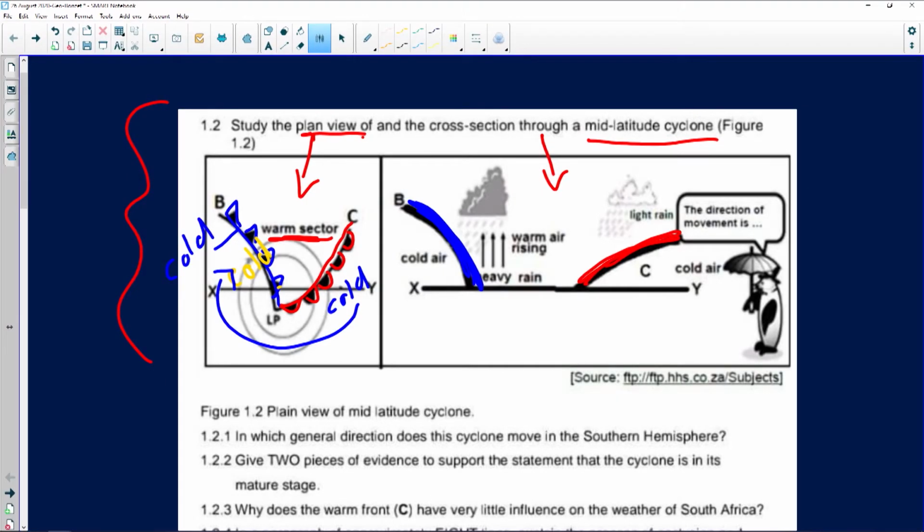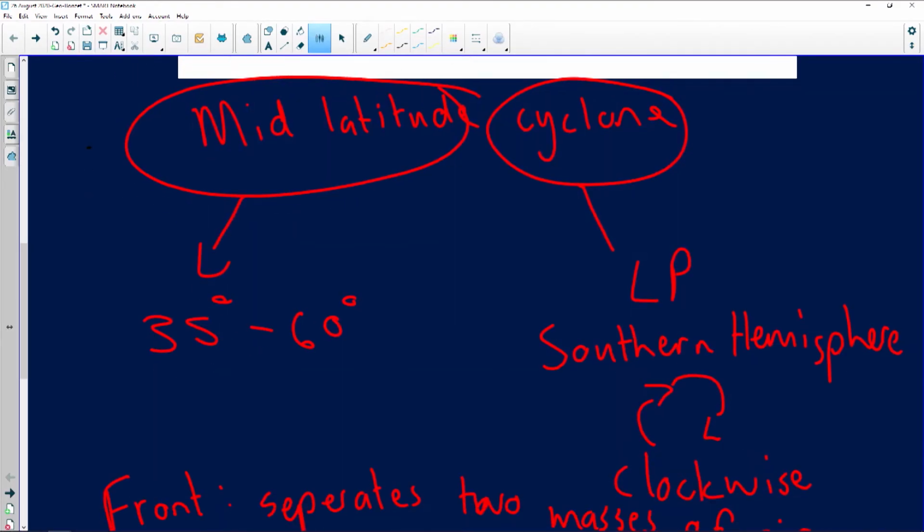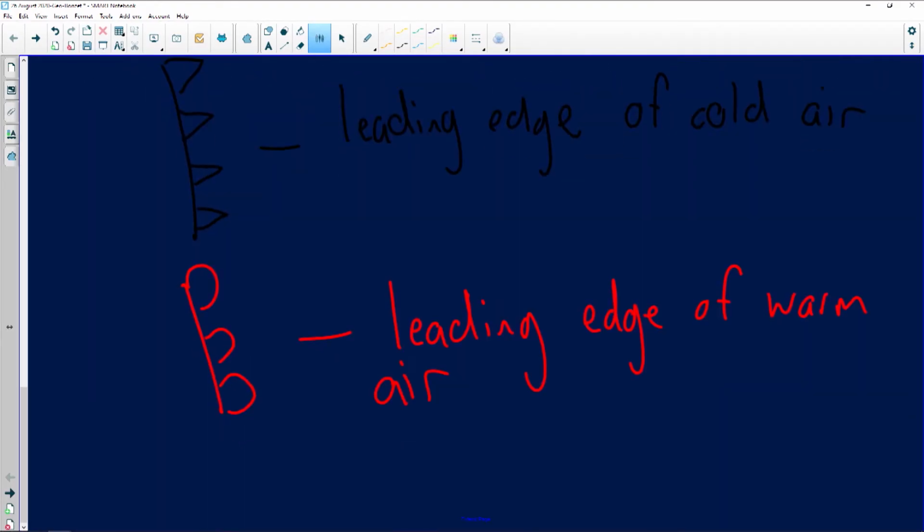Now I always tell my learners what basically happened over here. The cold front, it's like cowboys and crooks, like cops and robbers. The cold front tries to catch up with the warm front. That's what's basically happening over here. Now I'm not saying that the warm front is stationary, but it moves much slower than the cold front. So eventually, I quickly want to draw a diagram of how it develops.